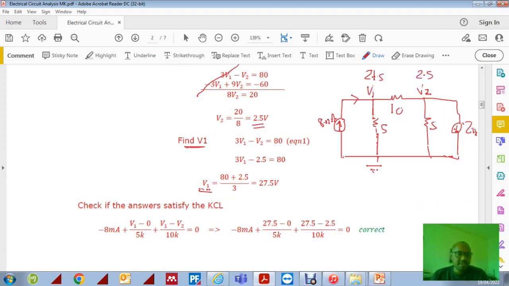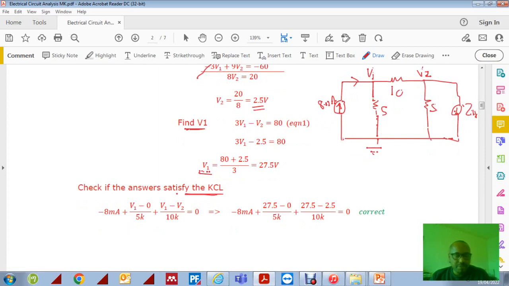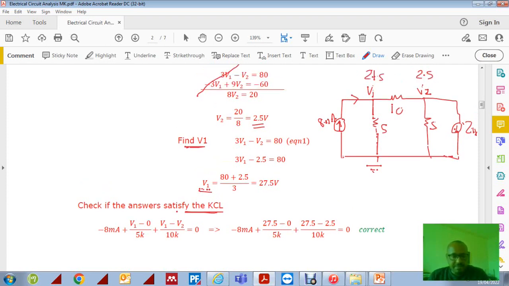What we can do is check whether the answer satisfies Kirchhoff's current law, making it 0. So from equation 1 we have minus 8 milliamps, which is this one, plus V1 minus 0 over 5k, plus V1 minus V2 divided by 10k, equals 0. If we substitute the values of V1 and V2 here, 27.5 minus 2.5, we'll also have 2.5 milliamps on here.